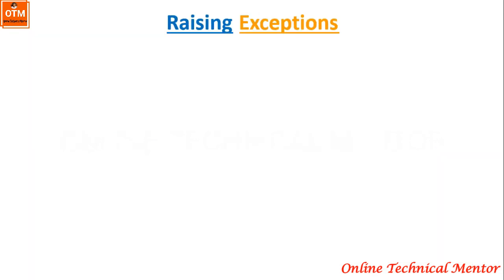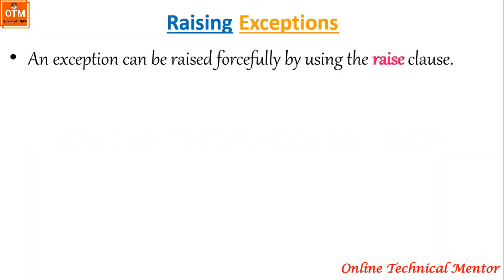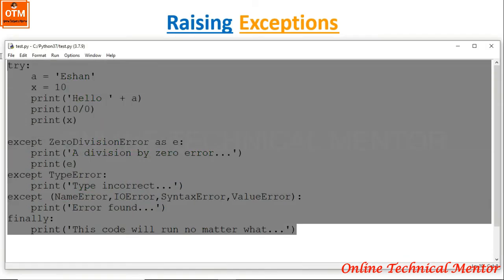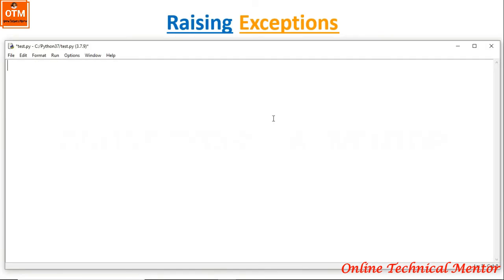Raising exceptions. An exception can be raised forcefully by using the raise clause. It is useful in scenarios where we need to raise an exception to stop the execution of the program. That means we intentionally stop the execution of a program by raising an exception. So let's write a code. Let's delete all these lines of code.